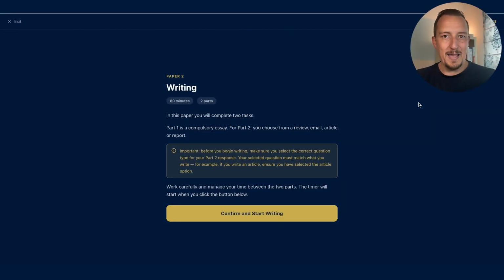So the writing paper of the B2 First exam consists of 2 parts, and you'll be given 80 minutes to complete it. In part 1, you will be asked to write an essay, and you must write between about 140 to 190 words. In part 2, you will be given 3 questions, and you must choose one of the questions. You might be asked to write an email, a review, a report, or an article. So let's get started.